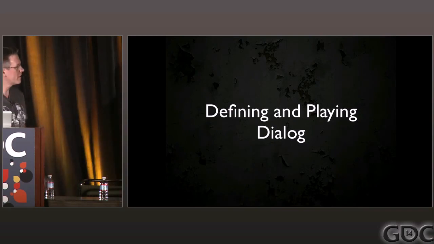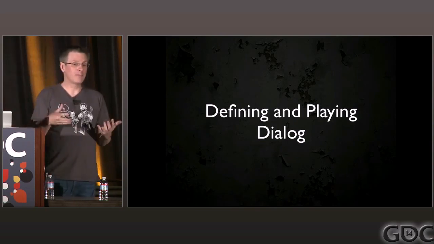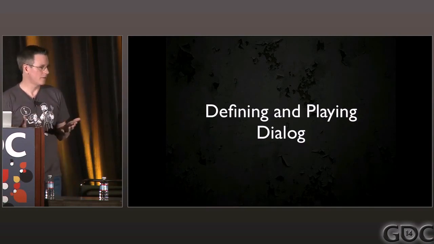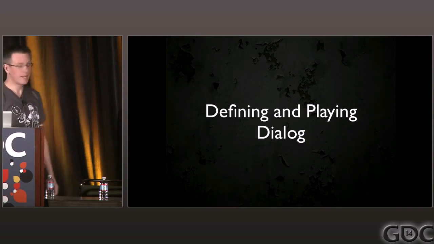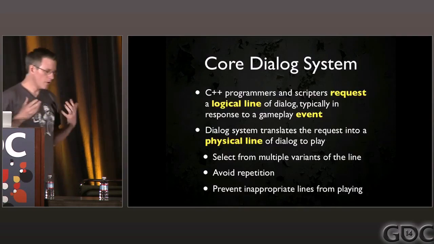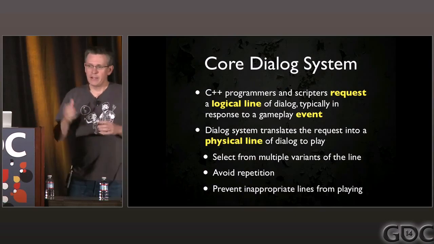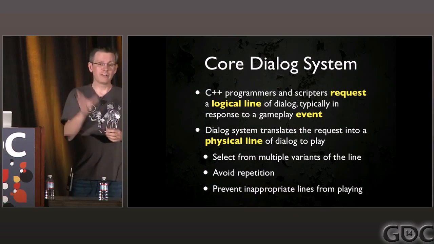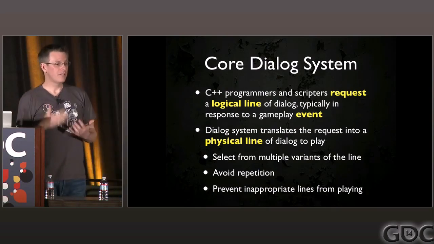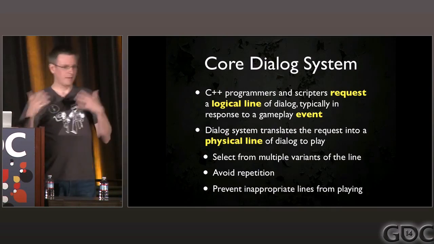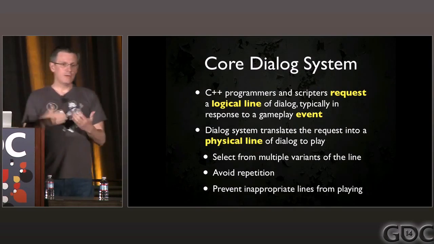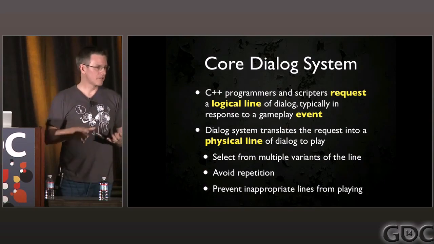All right, so let's take a look at how we can define and play lines of dialogue. The first bit of what I'm going to talk about is very similar to what we did in the Uncharted system, and then we'll look at how we extended the system for The Last of Us. So the core of any dialogue system, if you think about it, is translating logical events in the game that require dialogue to be played into physical lines of dialogue that are actually played, so the actual WAV files or VAG files or whatever that are played. And in doing that translation between a logical line and a physical line, a number of things happen.